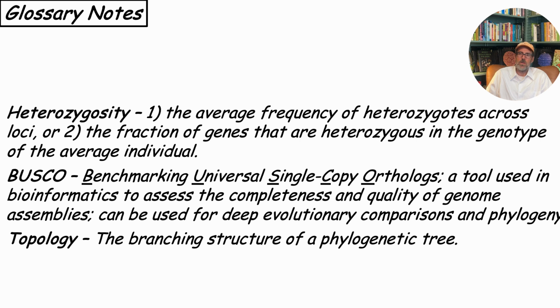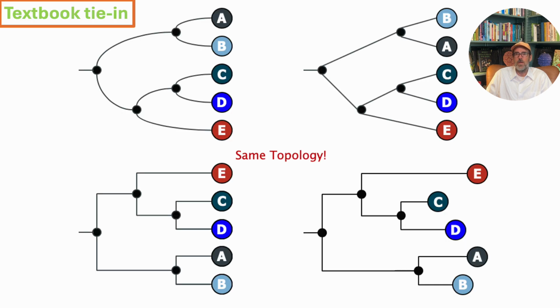Topology is the branching structure of a phylogenetic tree, and be careful, because topologies can look very different but actually be exactly the same. For example, all of these phylogenies are exactly the same. They have some different topologies in the way that the branches, or the nodes, are rotated, and the lines are drawn. Are they curved?